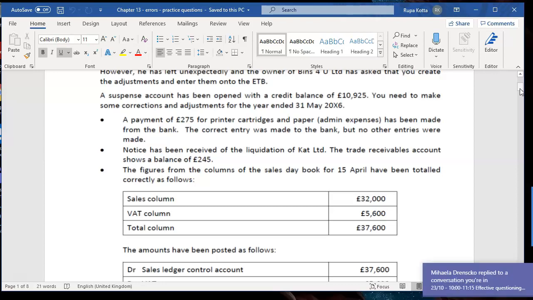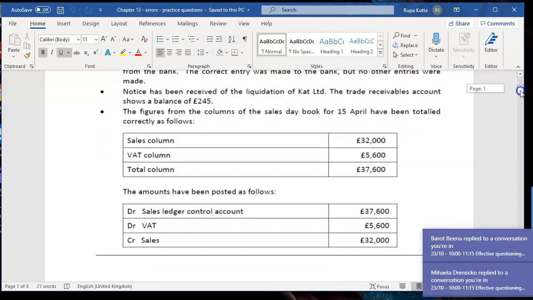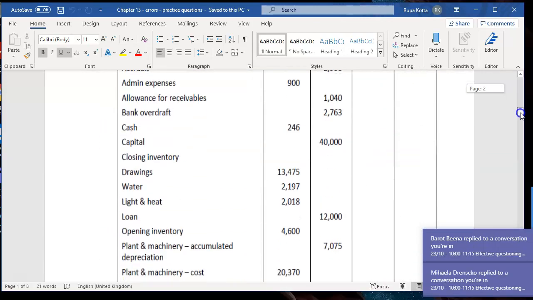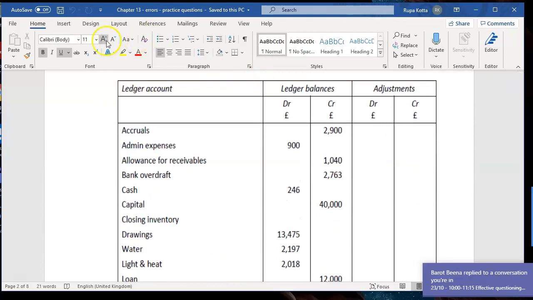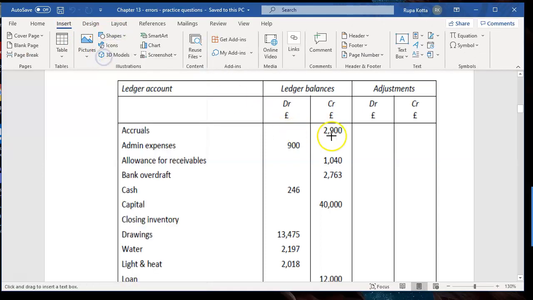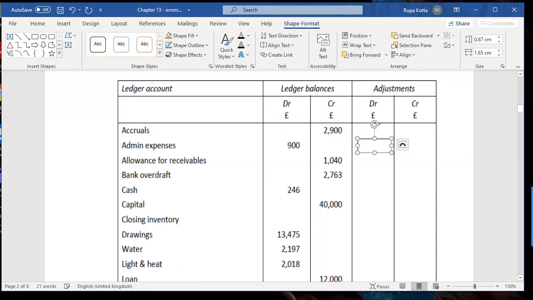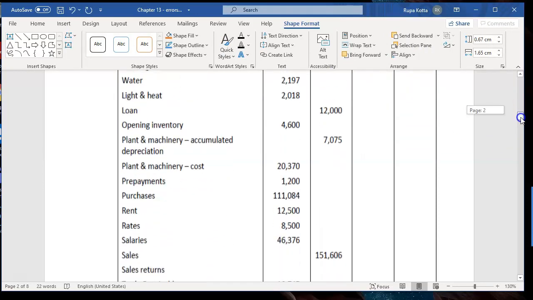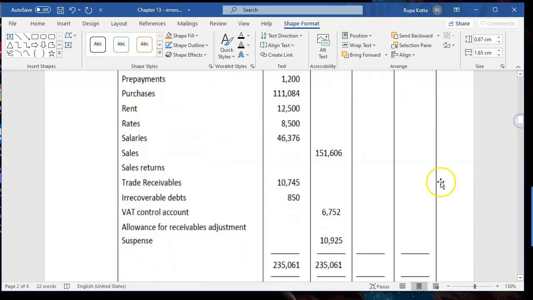So you know that the error has only been done one side. Admin expenses is an expenditure, so admin expenses account will be debited. And because bank is already credited, you will credit the suspense account. Okay, so let's write the double entry for that. So admin expenses account will be debited. Let me just put a text box in here. So admin expenses account has been debited with 275, and then suspense account will be credited with 275.